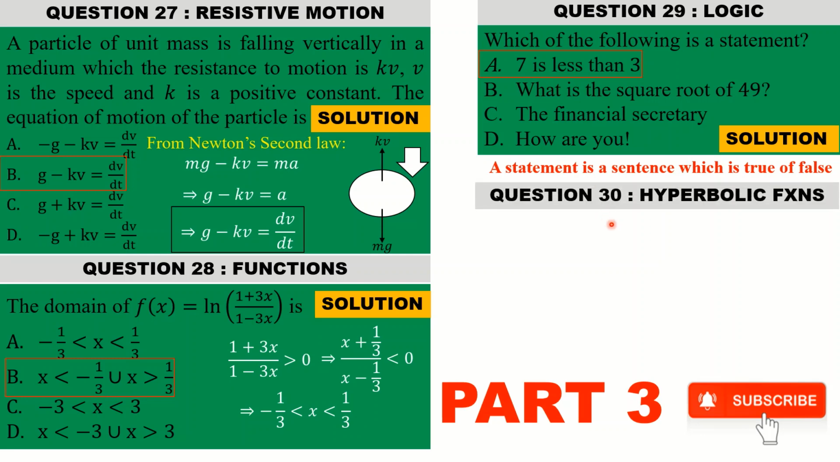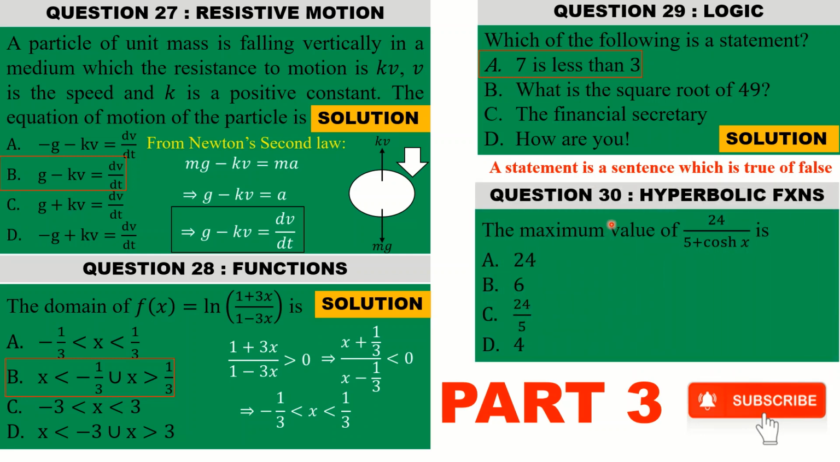Now question 30 is on hyperbolic functions. The question reads, the maximum value of 24 on (5 plus cosh x) is. Now the maximum value of a function is simply a certain value that is always greater than that function, or that function is always less than that value. If I am always less than you, it means you're my maximum.